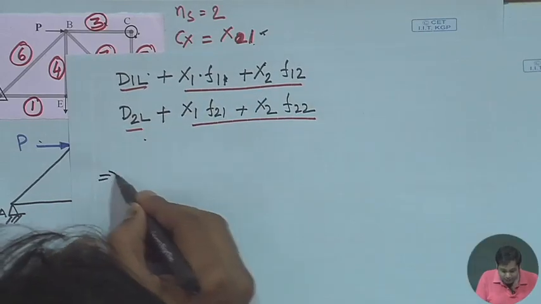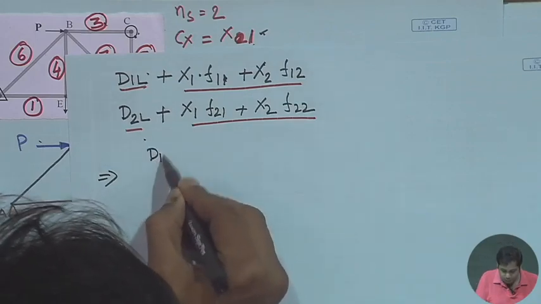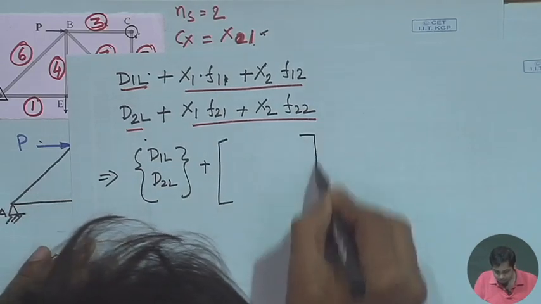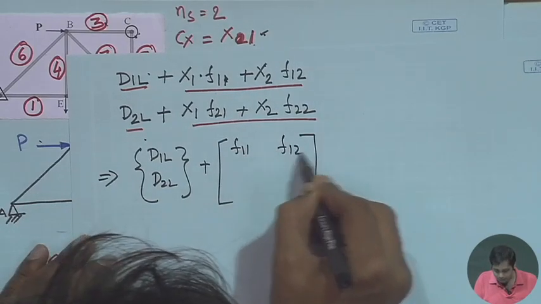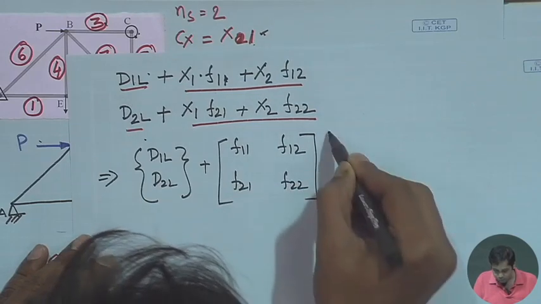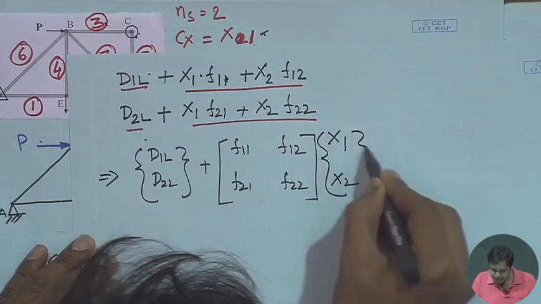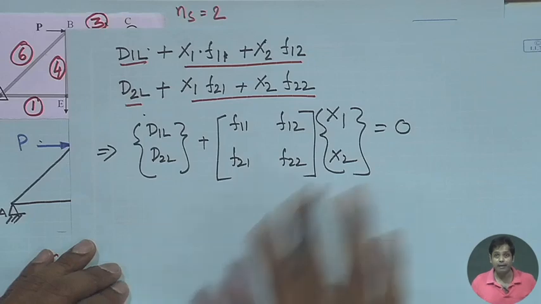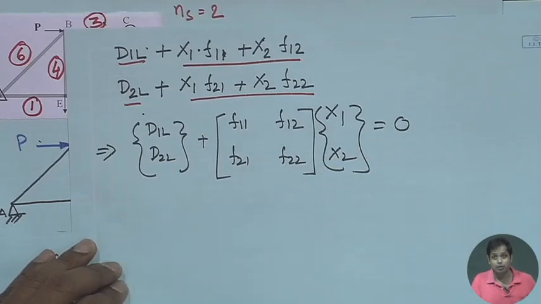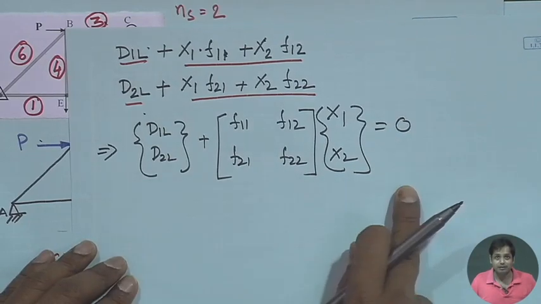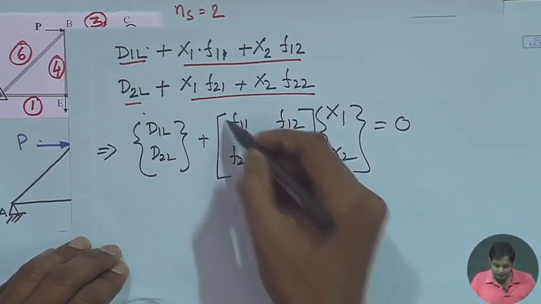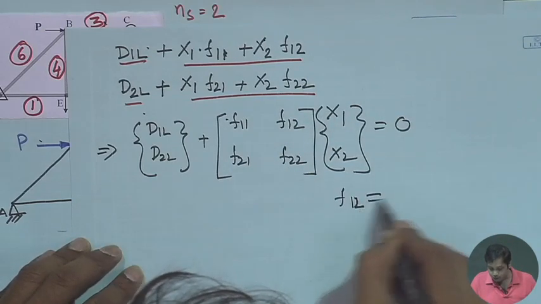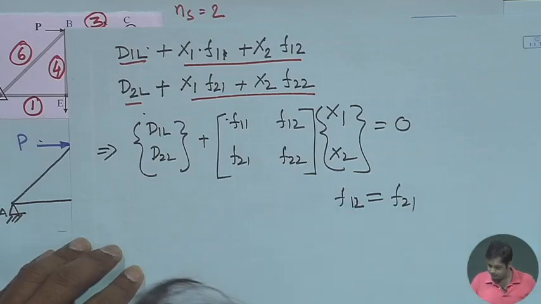Now, we can write this in matrix form as D1L, D2L plus the matrix F11, F12, F21, F22 times x1 and x2. It's the same way we wrote in the case of a simply supported beam. Just before starting today's class, I showed you that slide. This is the same, a similar expression. Again, this matrix has to be a symmetric matrix and therefore F12 should be equal to F21. This is important.